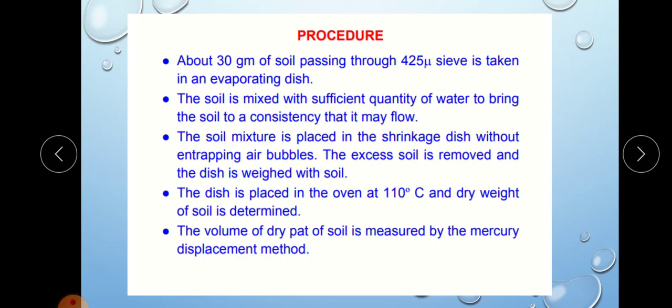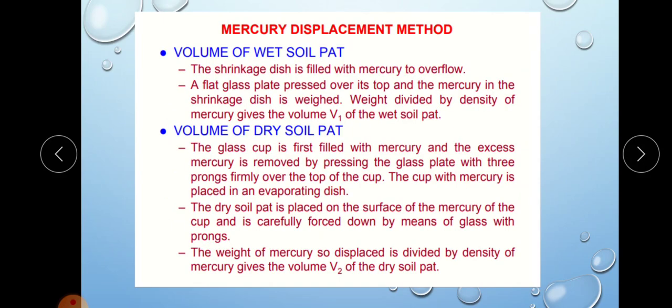So that is known as the dry pat of the soil. And the volume of that dry pat of soil is measured by the mercury displacement method. So for that we have to use mercury. In the mercury displacement method, we are calculating the volume of the wet soil pat and the volume of the dry soil pat. So first we have to find the volume of the wet soil pat.